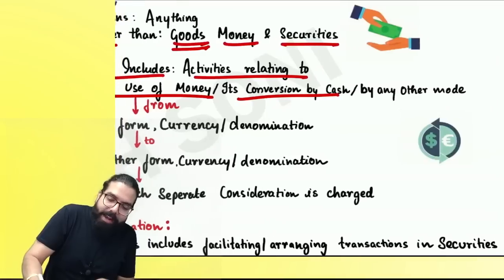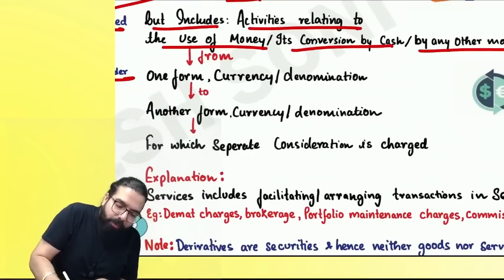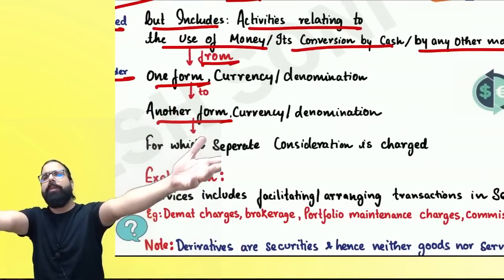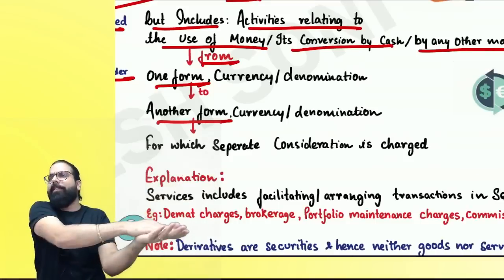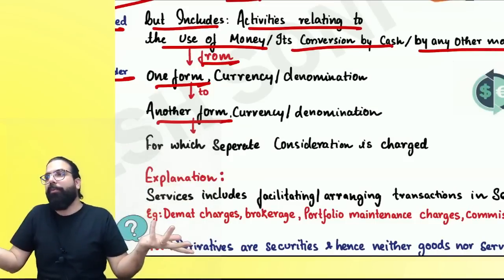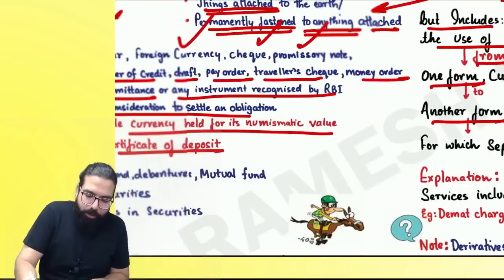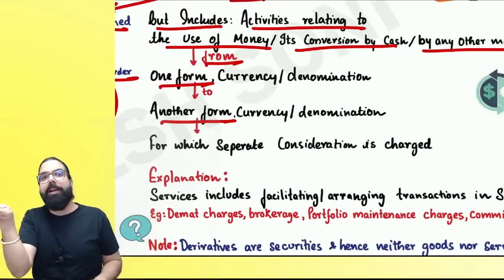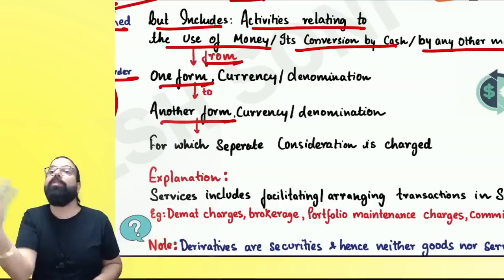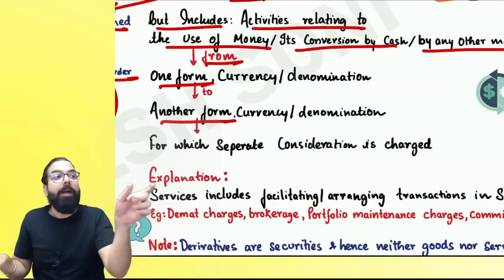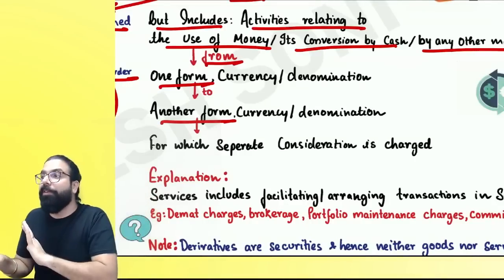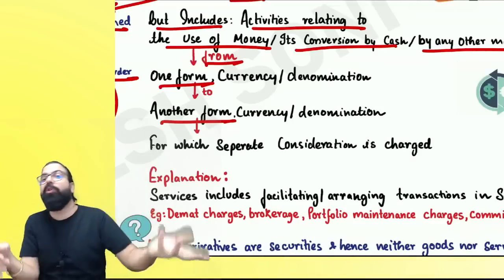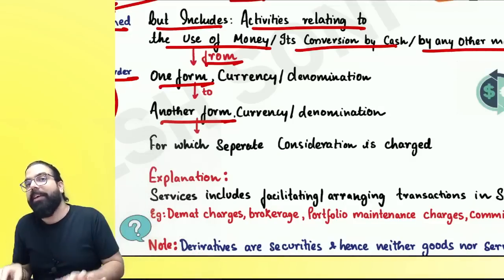Its conversion by cash or by any other mode from one form to another form. What do you mean by one form to another form, everyone? One form of money is giving cash and receiving a DD, which is another form. Giving money to the bank and receiving a DD. Are we clear, everyone? This is one form of money to another form. The bank will charge you maybe 10 rupees. That 10 rupees which the bank has charged you is for a service of converting one form to another, which is a service activity.